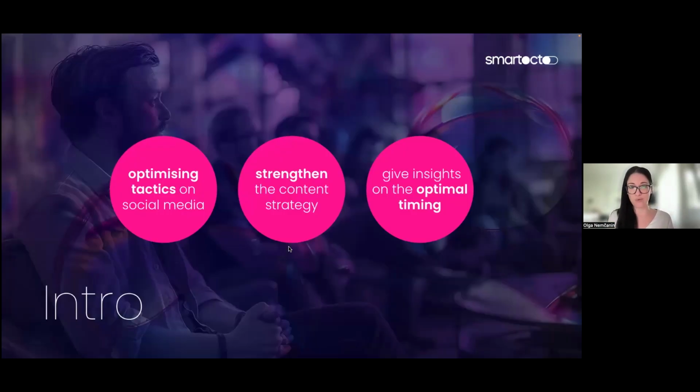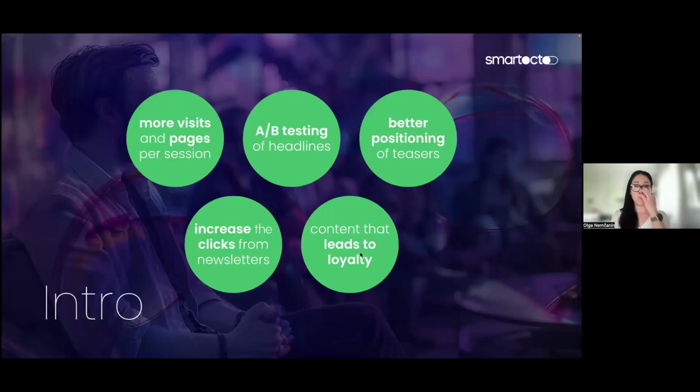When we work with newsrooms, SmartOcto algorithms do two things at the same time for the advertising model. So first, we deliver new audiences by optimizing tactics on social media. We strengthen the content strategy for you, for example, with the user needs model, and we provide insights on the optimal timing of article publication. We also facilitate more visits and pages per session from existing audiences, which is really important. A/B testing of headlines and better positioning of teasers on the homepage is very important.